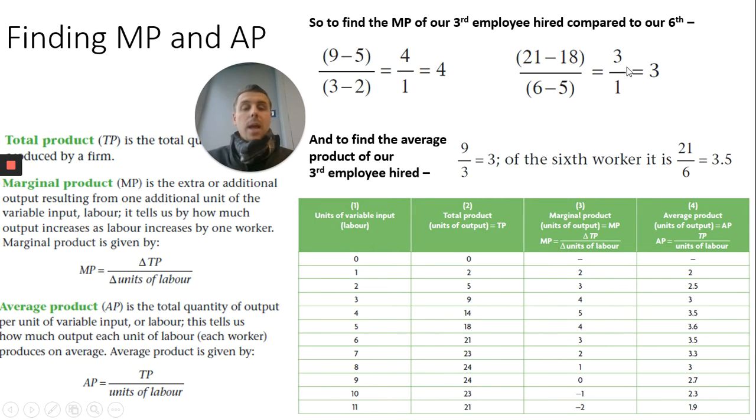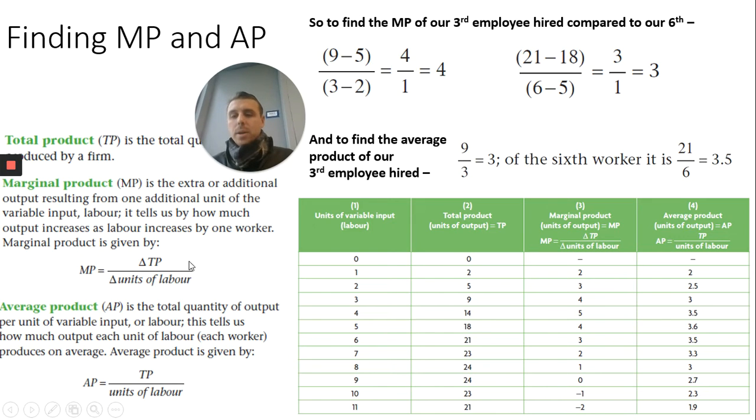Now, if I want to see how much value my 6th employee is giving me, I go from 5 to 6. Well, my production went from 18 to 21. So my change in total product is 3. My change in units of labor from 5 to 6 was 1. And so that means by adding my 6th employee, I'm getting 3 for my marginal product. Now you'll notice these are not identical, because when you have a fixed resource, there comes a point where adding 1 more person doesn't necessarily give you the same value as it did earlier.